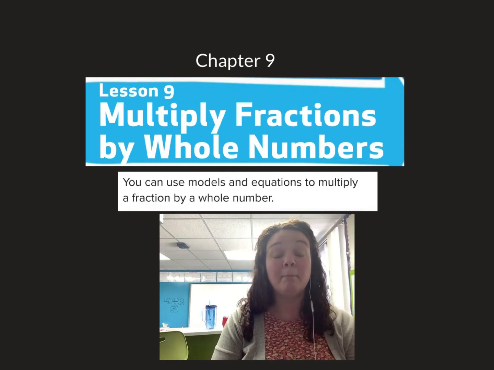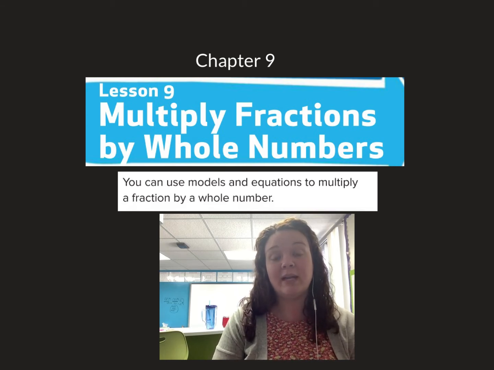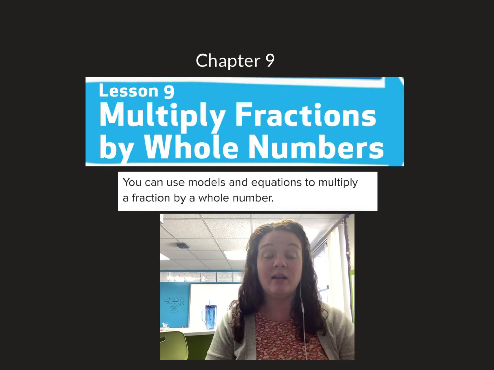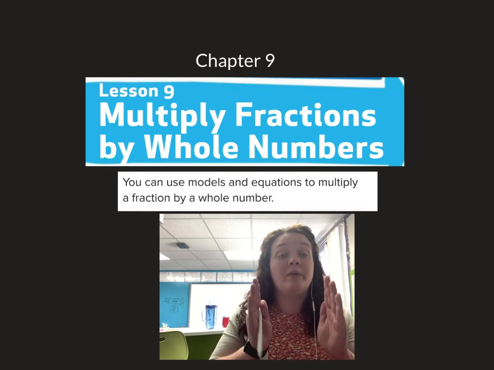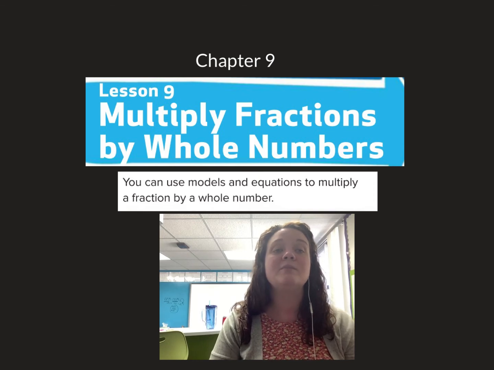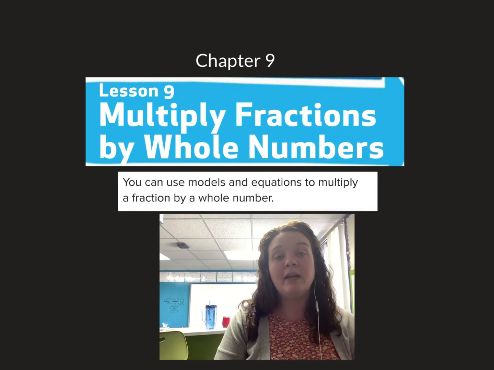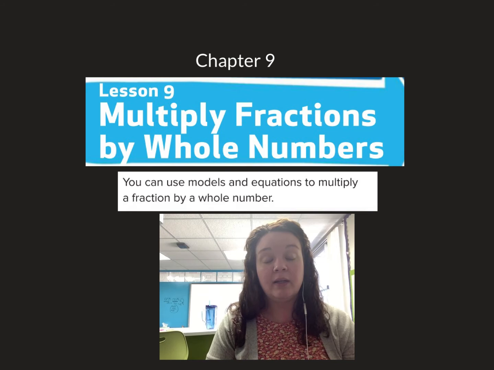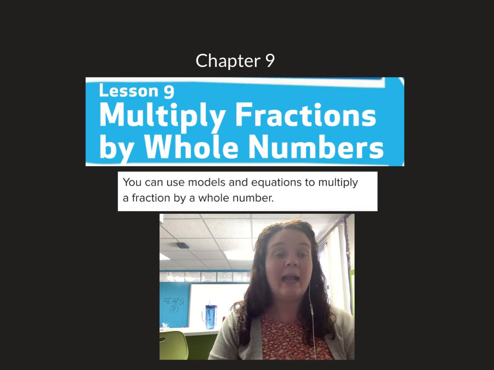Today we're going to be talking about multiplying fractions by whole numbers, right? So the fractions are the numbers or the values between the whole numbers. And so what would happen if we multiplied them? We could use models and equations to multiply a fraction by a whole number. So let's take a look at how we would do this.